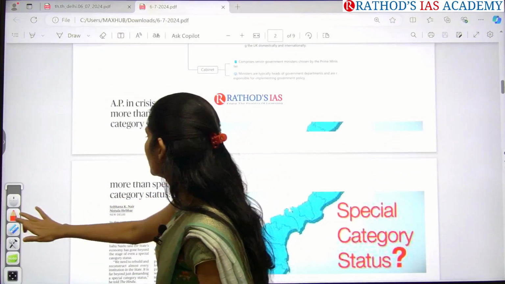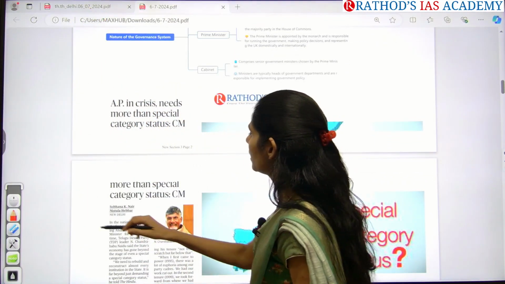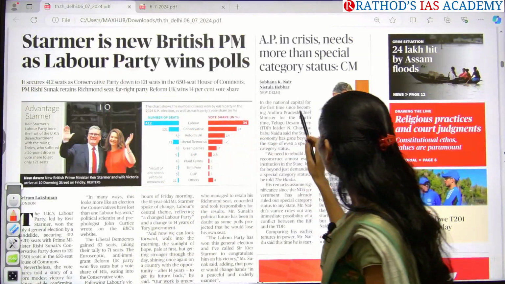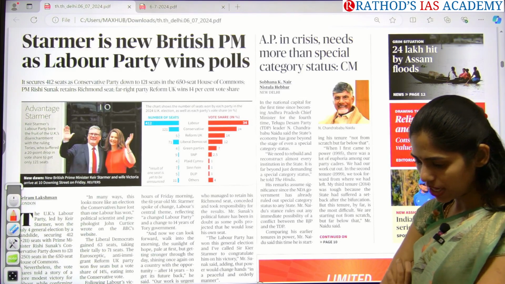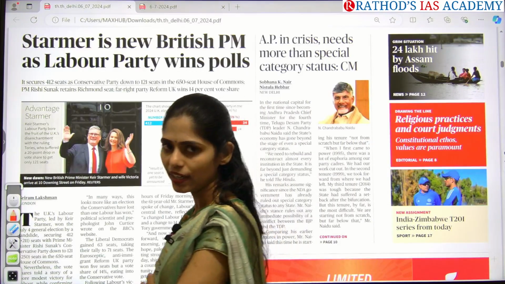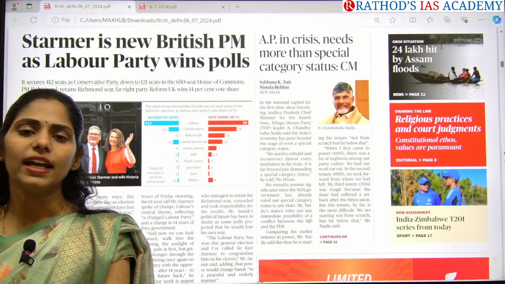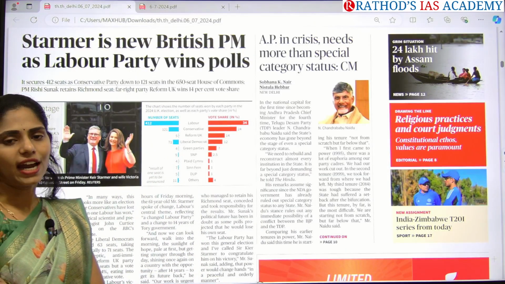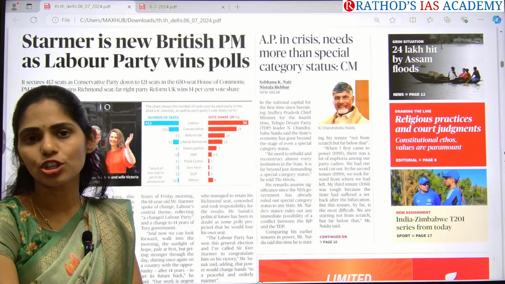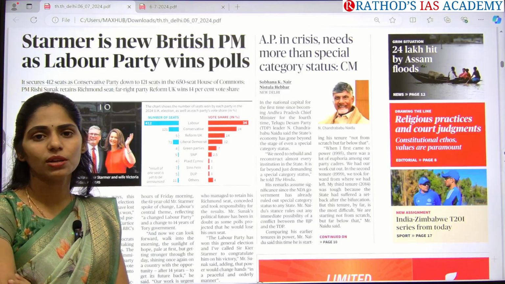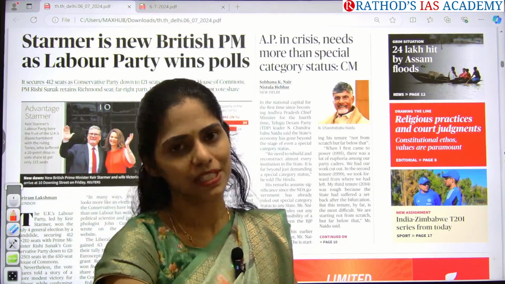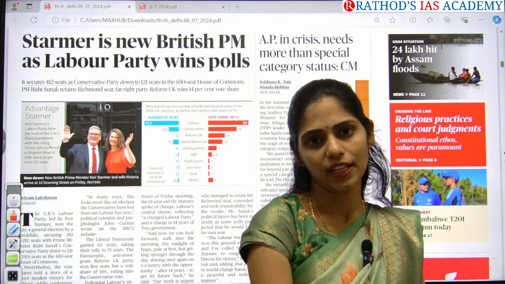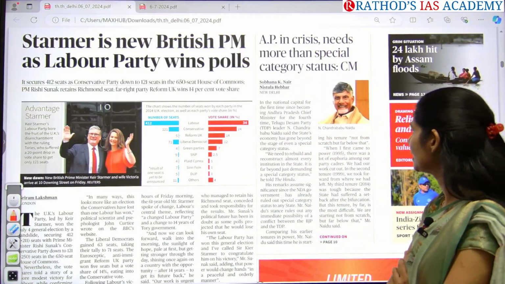Let us see the next article. The next article is "AP in crisis needs more than special category status, says CM of AP." Recently general elections were held at the central level, and the state of AP also had elections, and finally the government changed in AP. Now the new CM of AP is saying that not only special category status, we need something more than that. That is what is mainly said in this article.